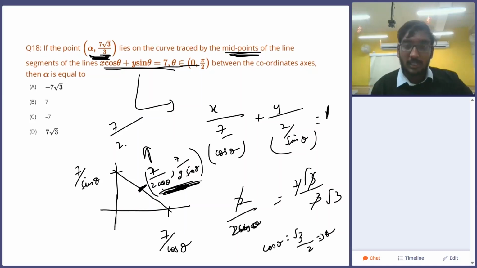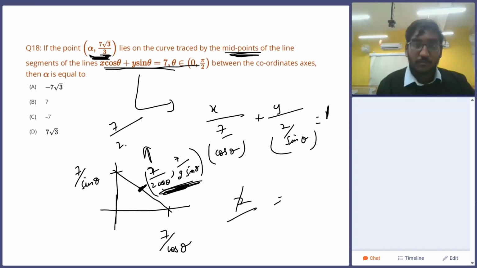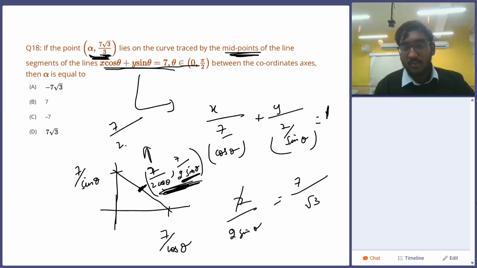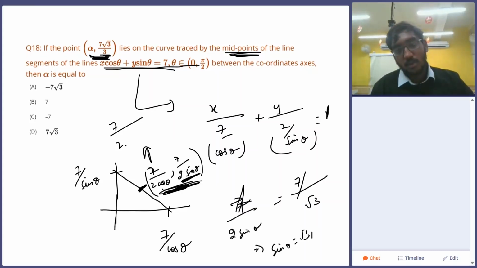No, I am extremely sorry for this. Actually, only the y coordinate is known, no? That means, okay, what is the y coordinate? It is 7 upon 2 sin theta, okay? That is known to be 7 by root 3 or 7 root 3 by 3, whatever it is. So clearly cancel these 7s. By mistake, I had already cancelled it. Okay, cancel these 7s. What will be the expression for sin theta? Sin theta will be root 3 by 2, or theta will be what?